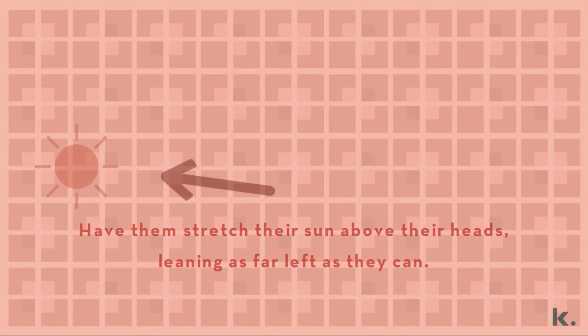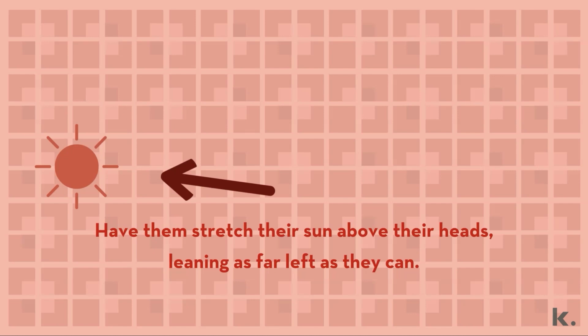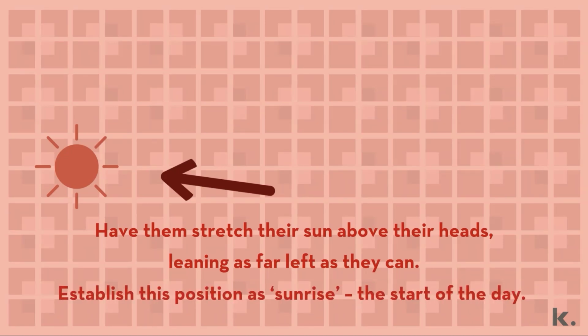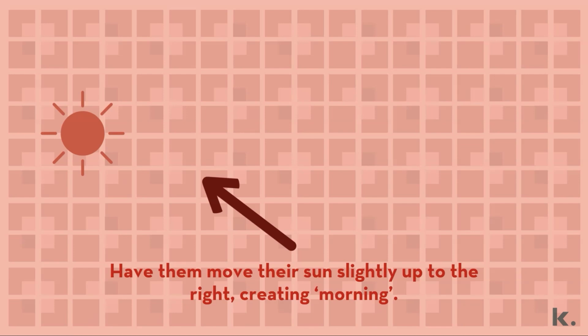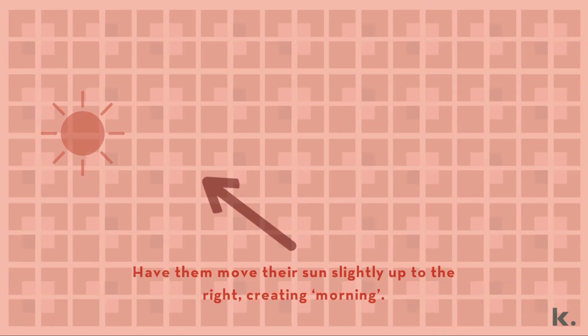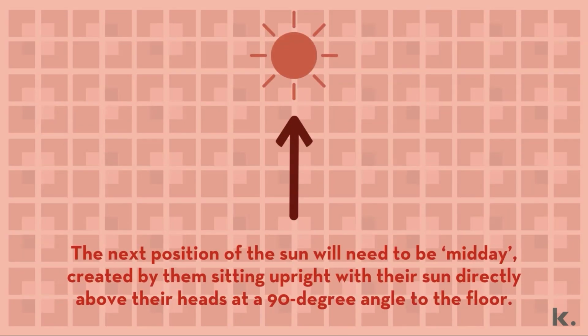Have them stretch their sun above their heads, leaning as far left as they can. Establish this position as sunrise, the start of the day. Have them move their sun slightly up to the right, creating morning. The next position of the sun will need to be midday, created by them sitting upright with their sun directly above their heads at a 90-degree angle to the floor.